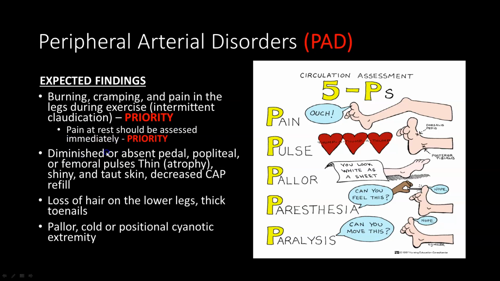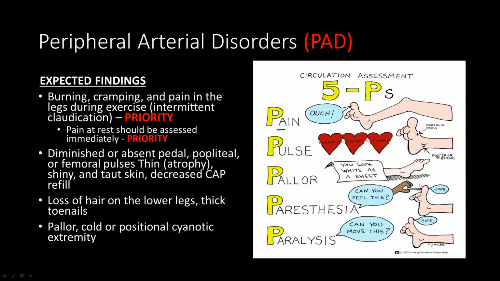We talked about the diminished or absent pedal pulses, popliteal, femoral pulses, thin skin, taut skin. Obviously, they're going to have changes in their cap refill. We talked about loss of hair. We talked about temperature extremes. So we just remember it by the 5 Ps.